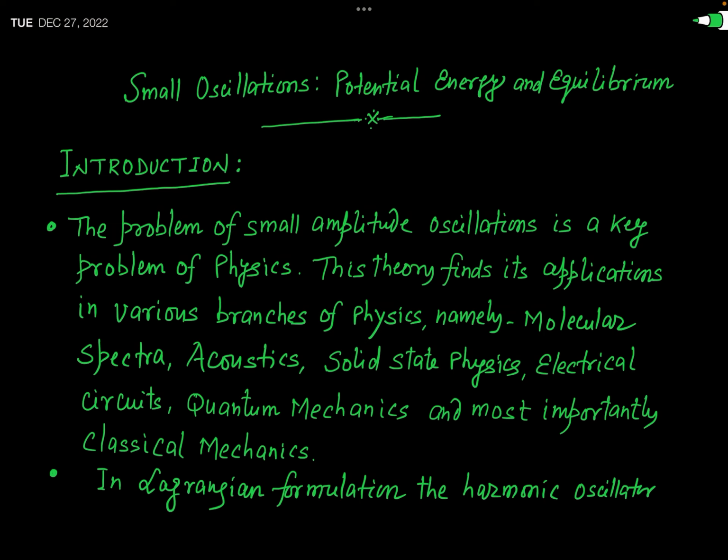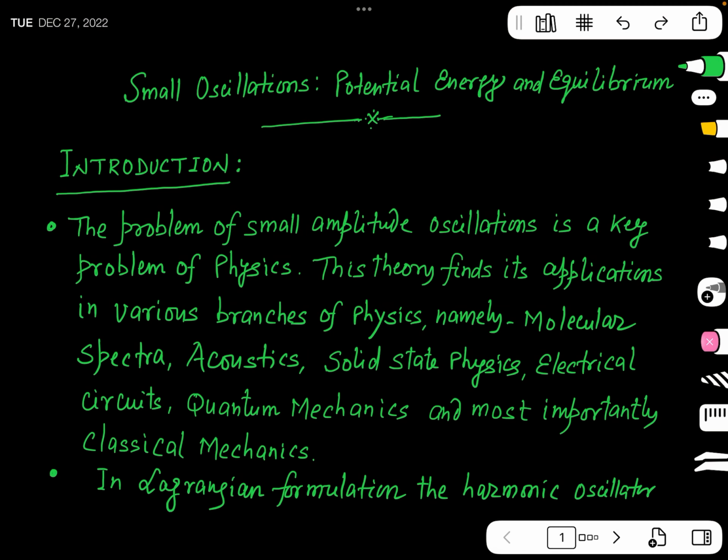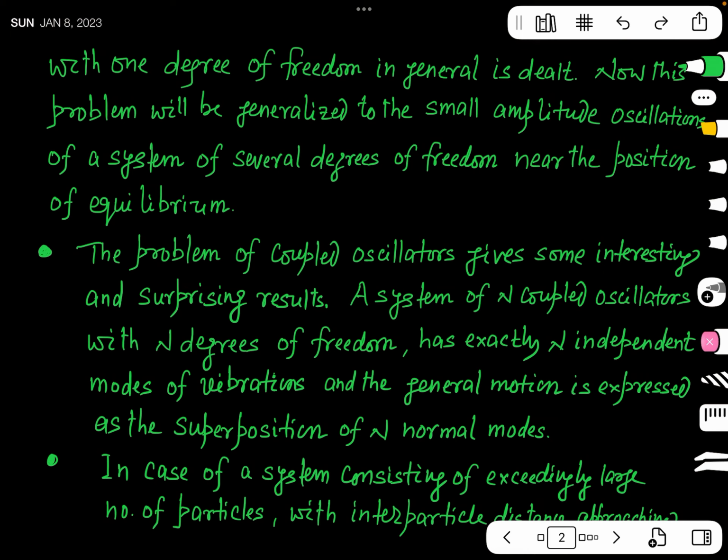In classical mechanics, it is not a new concept for you, because while studying the Lagrangian formulation and the Hamiltonian formulation of mechanics, you have studied such problems too. In the Lagrangian formulation, the harmonic oscillator problem was dealt with for oscillators which had only 1 degree of freedom. But in this chapter, we are going to generalize that problem.